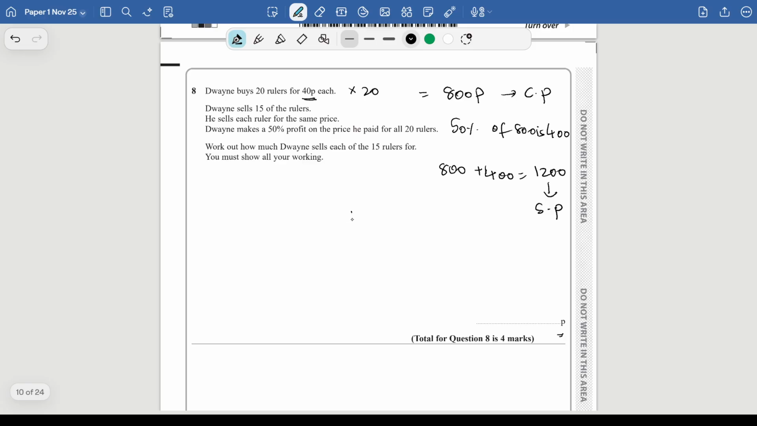He's selling 15 of them for 1200. So one of them would be how much? 1200 divided by 15 gives you the price of one ruler. 3 5s are 15. 3 goes into 12, 3 4s are 12. So it's 80. He's selling one ruler for 80p.